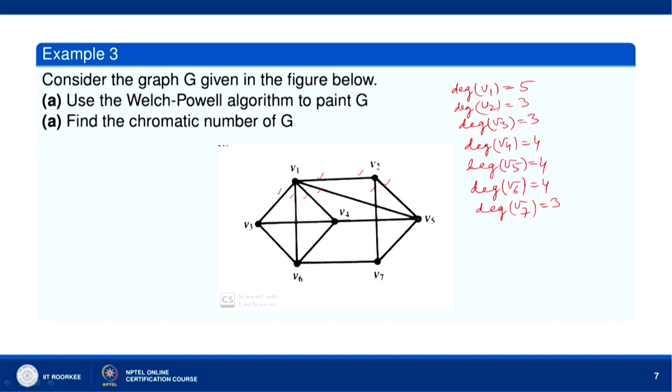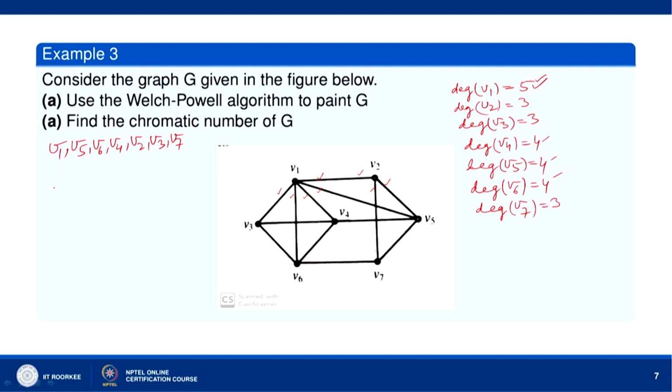Now, let us write the vertices according to their degrees. The maximum degree is 5, so B1 has the maximum degree. We write B1 first, in order of decreasing degrees. Then B4, B5, B6 all have degree 4, so we can write them in any order. And then B2, B3, B7 all have degree 3. B1 has degree 5, B4, B5, B6 have degree 4 each, and B2, B3, B7 have degree 3.